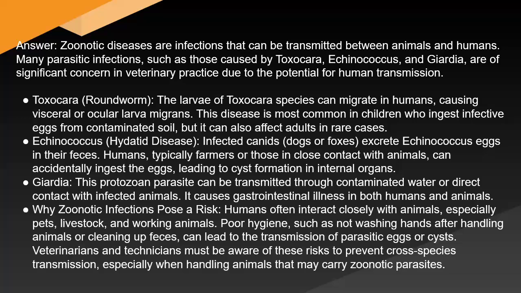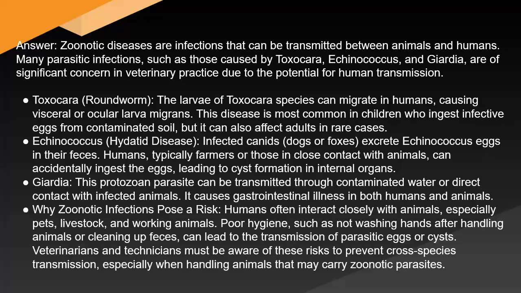Infected canids, dogs or foxes, excrete Echinococcus eggs in their feces. Humans, typically farmers or those in close contact with animals, can accidentally ingest the eggs, leading to cyst formation in internal organs. Giardia. This protozoan parasite can be transmitted through contaminated water or direct contact with infected animals.